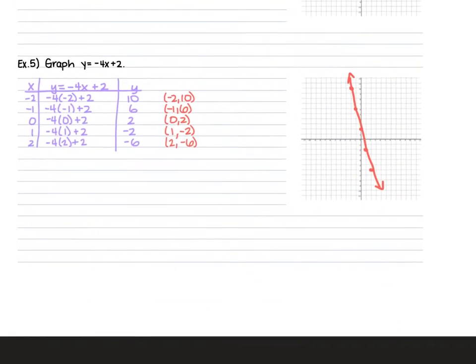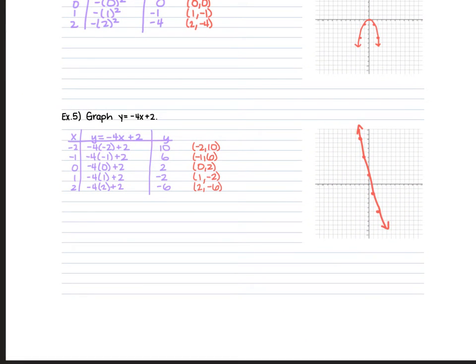-2, 10 is here. Then we have -1, 6, which is here. 0, 2, which is there. And then 1, -2, and 2, -6. So we can then draw our line through these points, trying to make it as perfect as possible. Sometimes if you have your ID, that's perfectly fine. And then we're done.